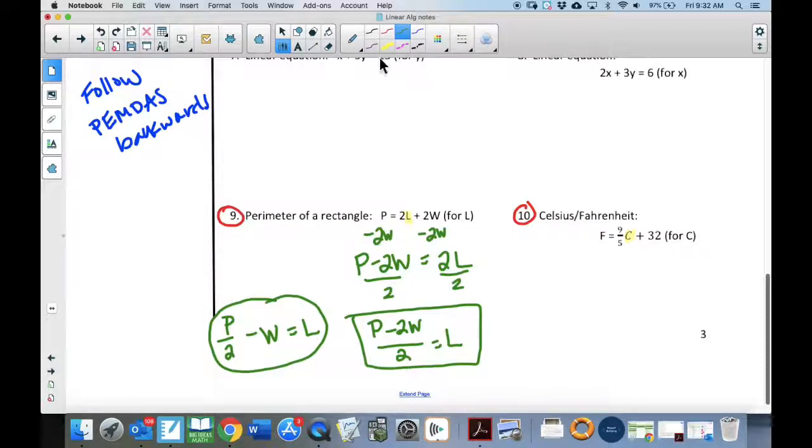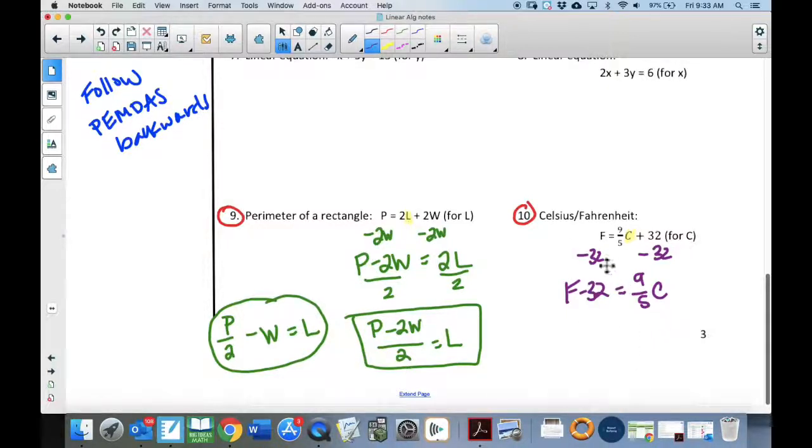All right, the next one is a little bit similar because we have adding and subtracting, and we've got some multiplying, but we also have a fraction. So I felt like that was a good one to look at because people are intimidated by fractions. Okay, PEMDAS backwards says start with adding and subtracting. So we're going to subtract the 32. We get f minus 32 is equal to 9/5 times c.